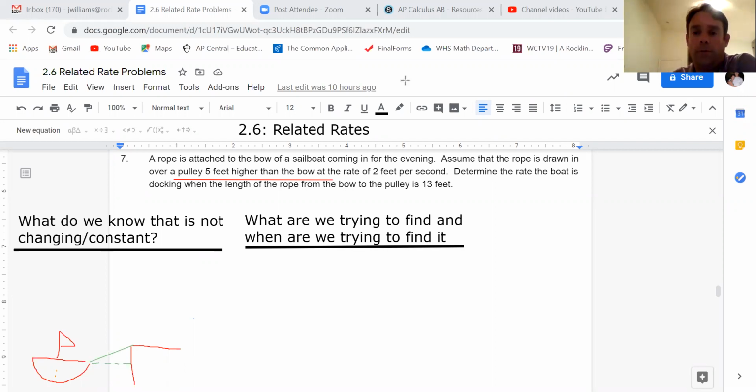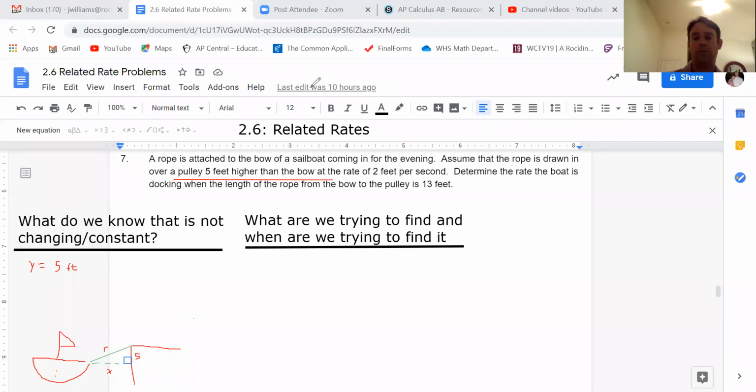And we were told that the height of the pulley is 5 feet above the boat. I'm going to call that y since it's a vertical distance. That would be a constant value that's never going to change. That pulley cannot move. The rope can move, the boat can move, but where that pulley is, it is going to be stopped. All right, so we got r and we got x.